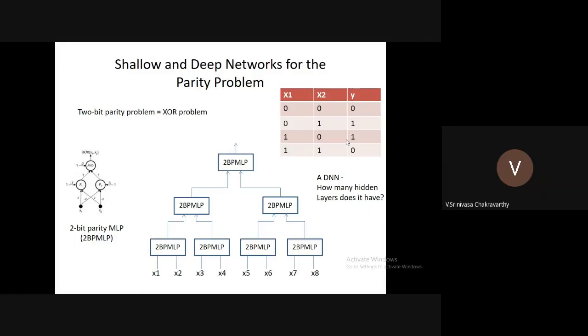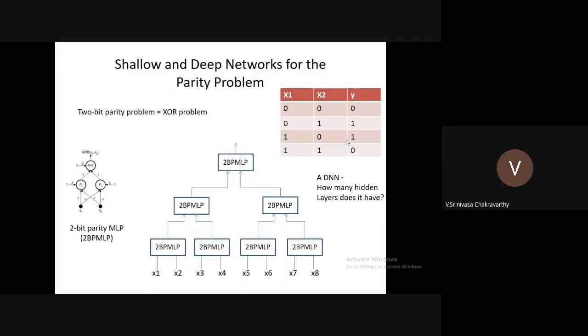Because if there are two ones, it is an even number. If there are 0 ones also, it's an even number, right? Because 0 is an even number, right? If it is only 1, it is an odd number. So the output Y indicates whether the number of ones in the input vector is an even number or an odd number. It's a two-class problem.